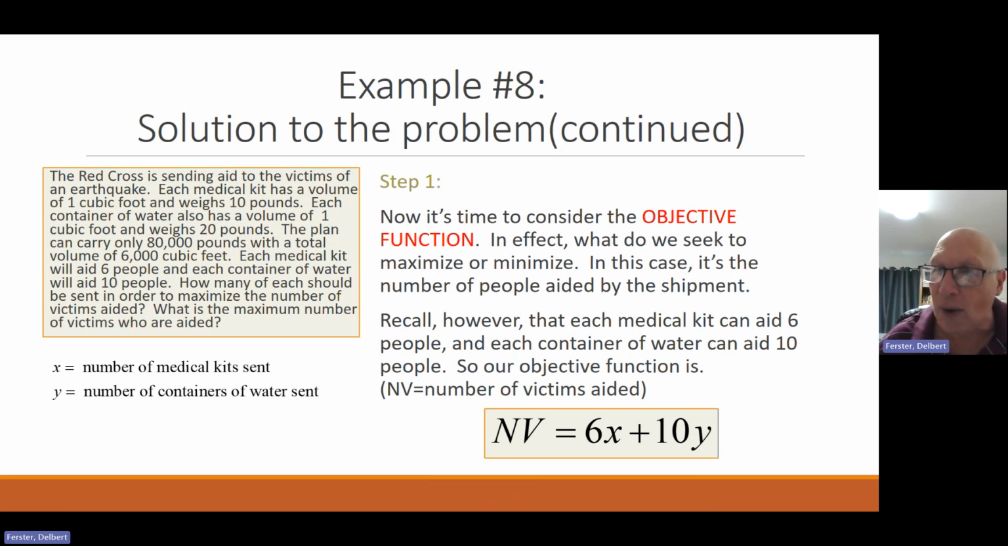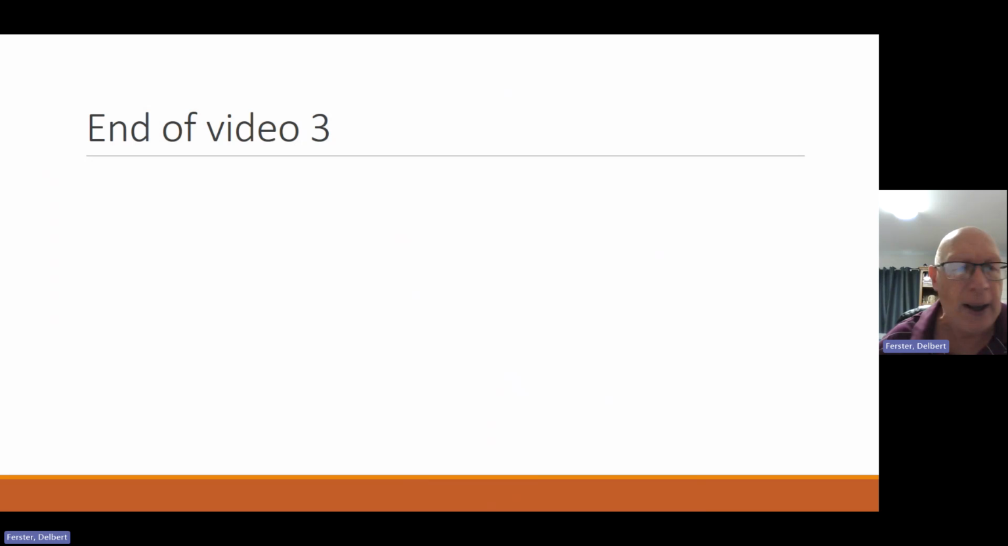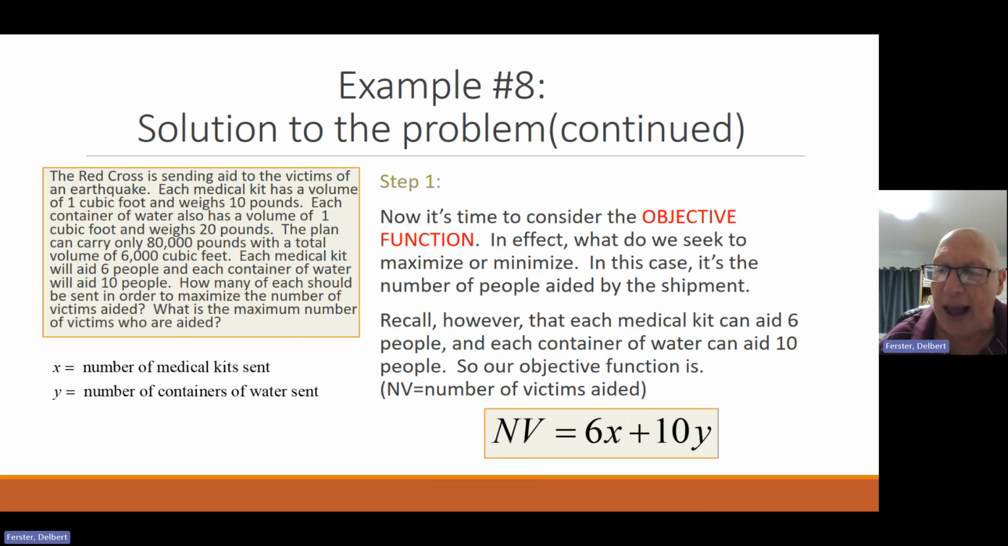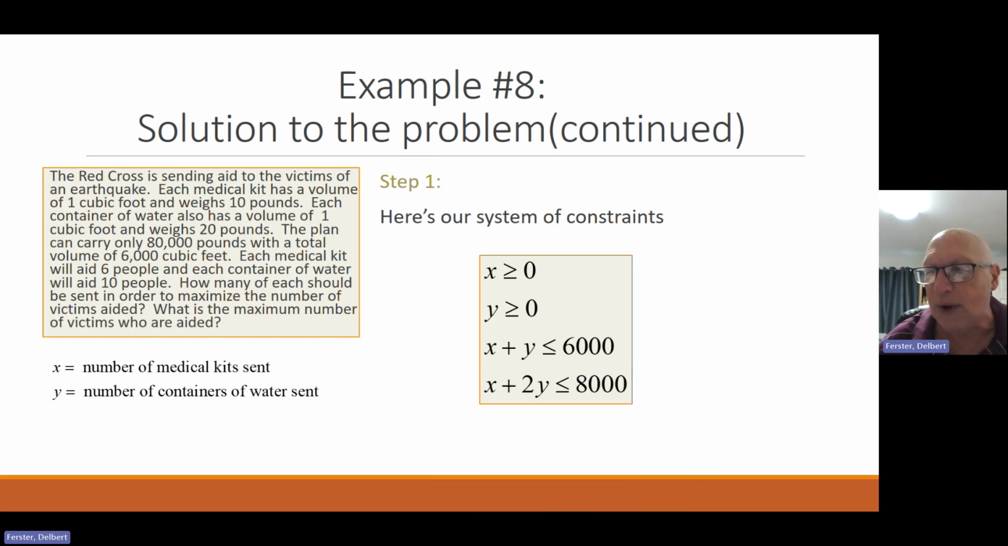So we're going to get ready to graph the system next, and then we'll proceed with the solution based on the ordered pairs for the feasible region. That we'll look at in video 4. This is the end of video 3, wherein you and I have reached our objective function and we have developed our system of constraints. So in the next video, we'll look at the graphs of that system and we'll figure out how to decide what values maximize our objective function. See you soon for video 4.